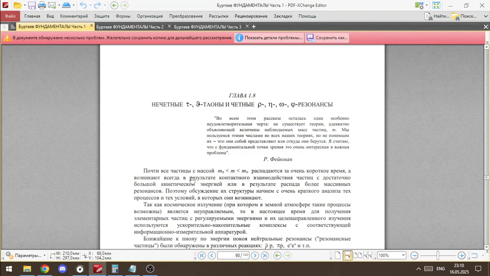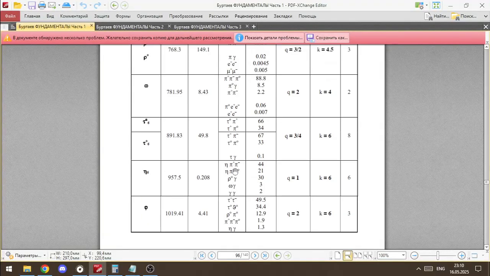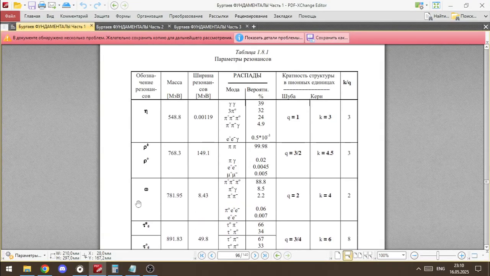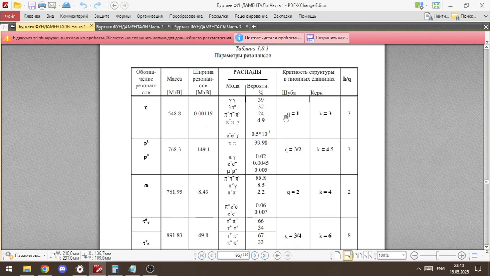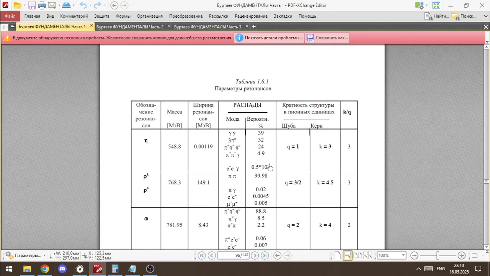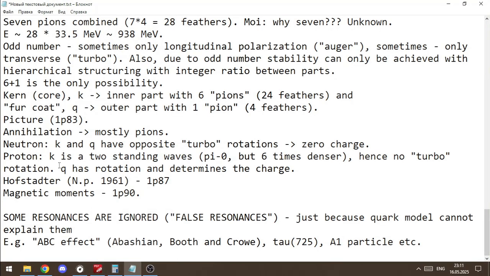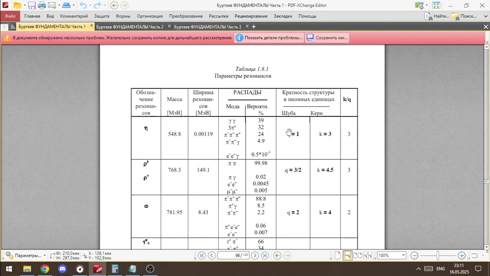Yeah, so later on, he talks about the resonances like tau, sigma, rho, eta, omega, whatever particles, right? And he has tables. So most of these particles are also made from these feathers. Actually, all of them are made of these feathers. This is the number of pions in the core. Q is for the core, and actually, wait, I might be misinterpreting, because I thought the K is the core, and he actually has Q for the core. Oh, no, it's correct, actually. The core is here, okay? This is the core, and this is the fur coat.